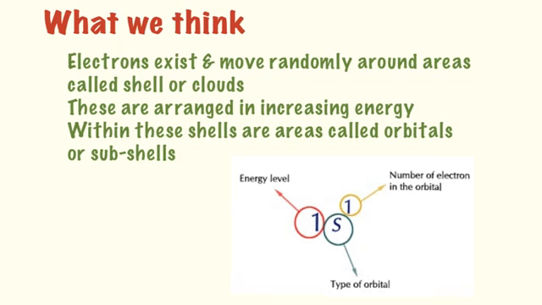Now, it's really funny that we think that the clouds have sub-regions. And so we actually call these little areas subshells. Some of the questions might refer to them as orbitals. And I want you to think of an orbital as where a pair of electrons can exist.